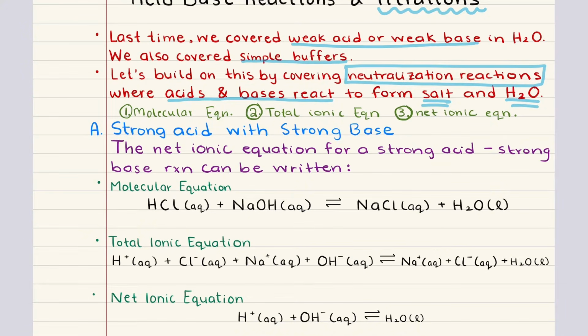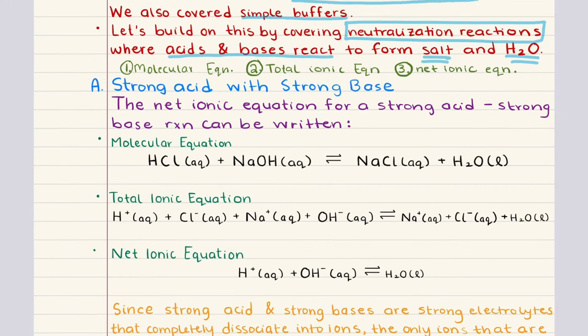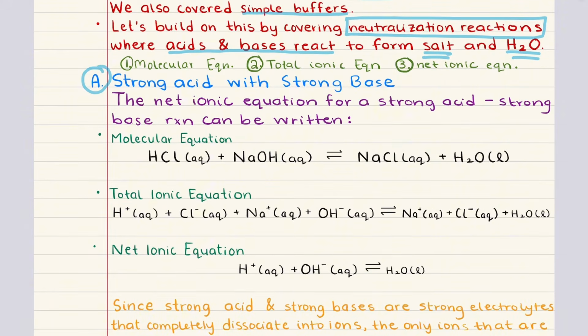In addition, just a friendly reminder, in water, hydrogen ion, H+, is really hydronium, H3O+, with a +1 charge. But in net ionic form, we often write H+ as a shorthand. With that, let's begin with our first case, the reaction between a strong acid and a strong base. Let's use hydrochloric acid with sodium hydroxide as our example.